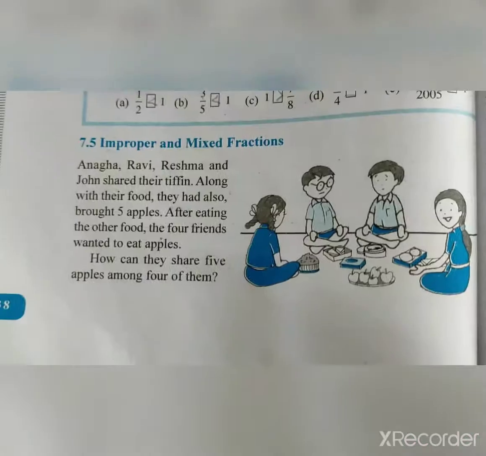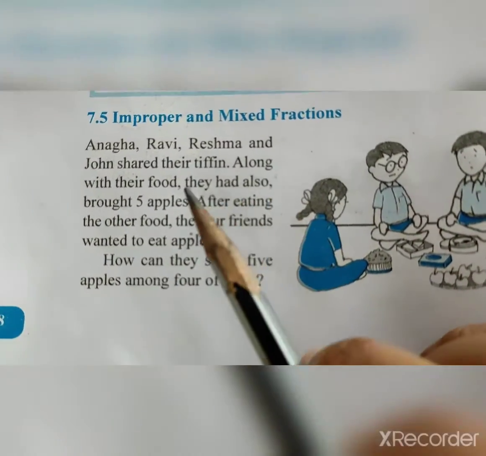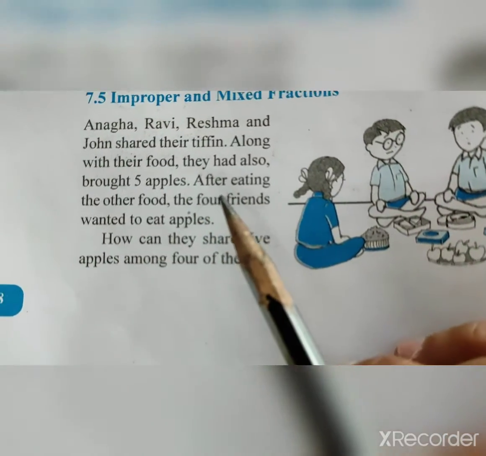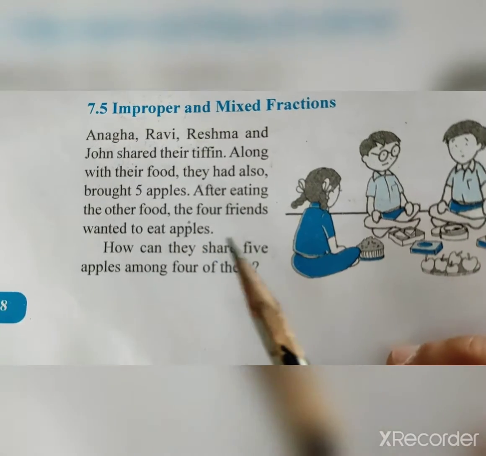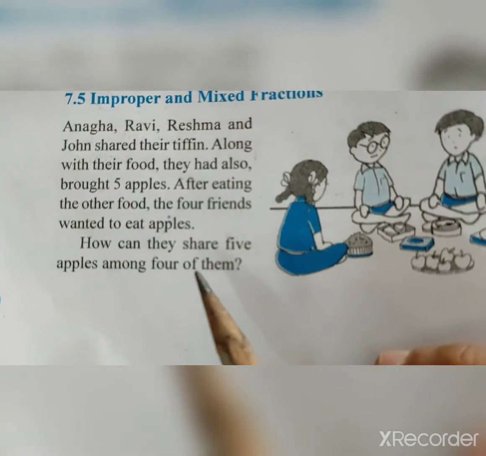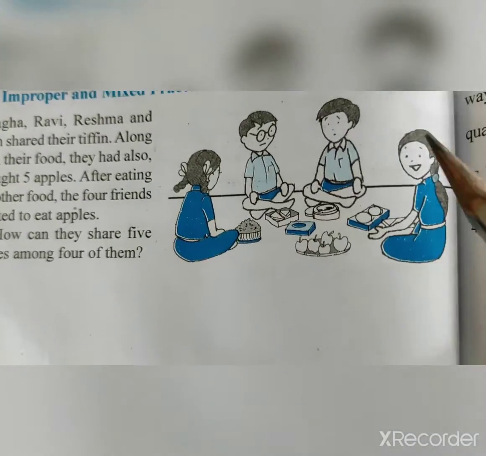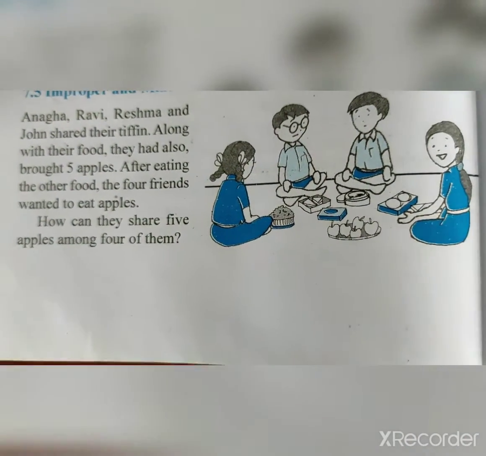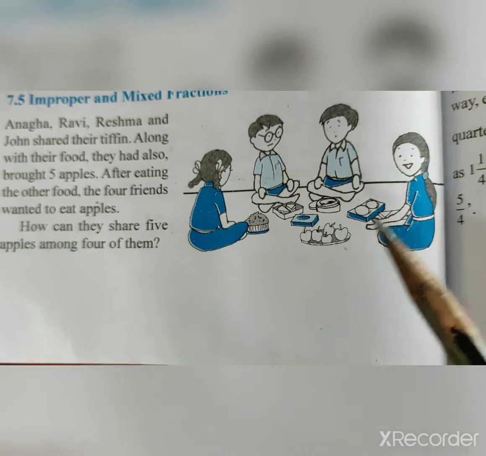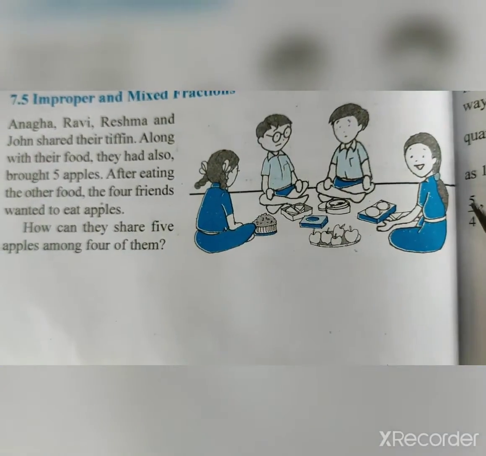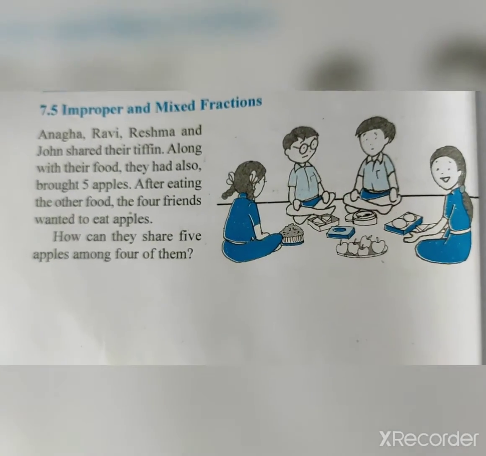Okay? Now improper and mixed fractions. Anag, Ravi, Reshma and John shared their tiffin. Along with the food, they had also brought 5 apples. After eating the other food, the 4 friends wanted to eat apples. How can they share 5 apples among 4 of them? See here, everyone will take one apple. Then the 5th apple is cut into 4 slices. So they will take a 1 by 4th part, or 1 slice. So 1 whole apple and 1 slice.